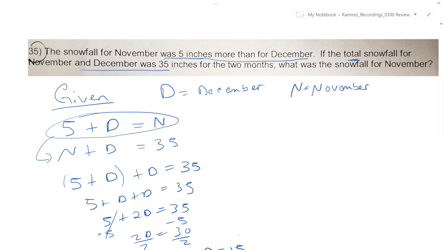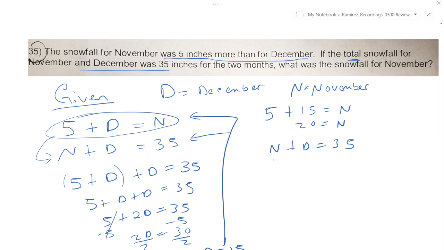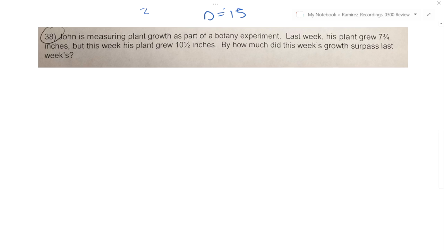Afterwards you can plug in the 15 to the first one or to the second one. It doesn't really matter. You should end up with the same answer for both. So let's try it for the first one. 5 plus 15 equals N. We end up with 20 equals N. And now let's try the second one. N plus D equals 35. So we know D again. N plus 15 equals 35. And then subtract 15 from each side. So N equals 20. And you see here that we ended up with the same answer for both. So the snowfall for November was 20 inches.